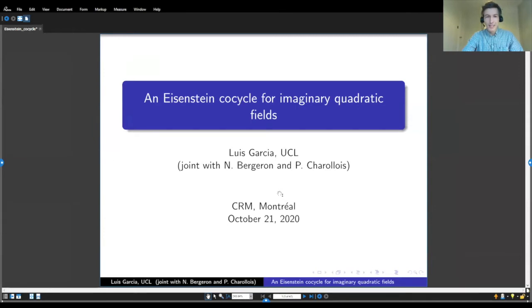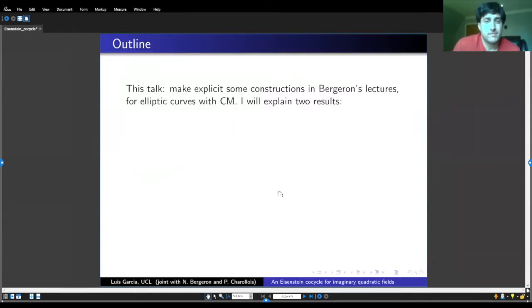Right. So let me explain what I want to talk about. I have planned this talk as a complement to Nicolas' series of talks. So I'm not going to be talking so much about the big picture, but rather I will go into the details of the cocycle for imaginary quadratic fields. Nicolas has been talking about constructions for additive and multiplicative groups and also for elliptic curves. And I want to focus on the case of elliptic curves with CM.